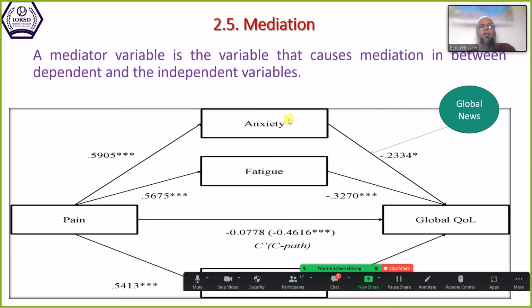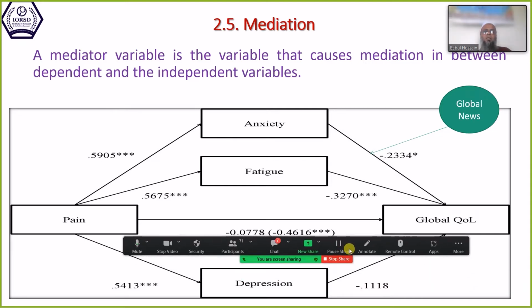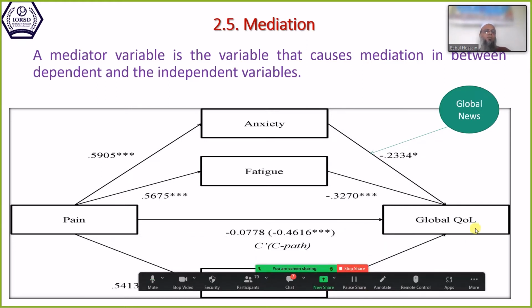Yes, sir. So this is called the mediator. A mediator variable is the variable that causes mediation between dependent and independent variables. Pain is the independent variable. We have three mediators, right? Here, depression, fatigue, and anxiety. And global quality of life is the dependent variable. You got the point?